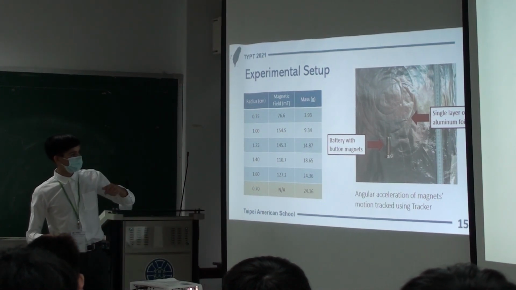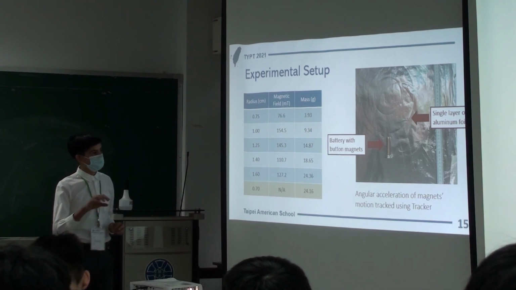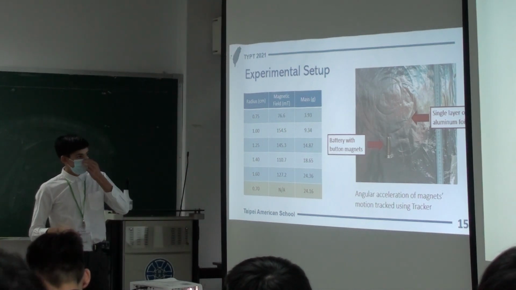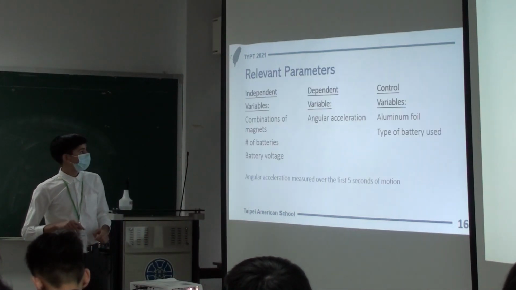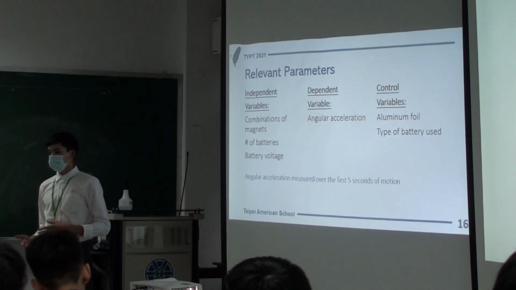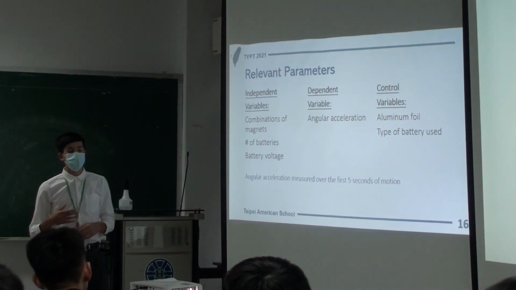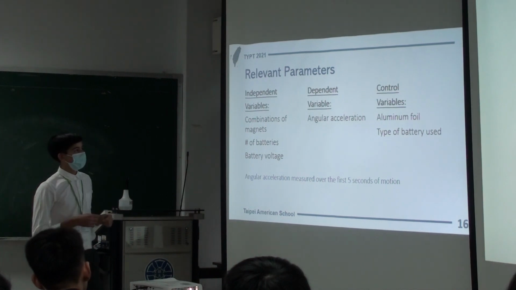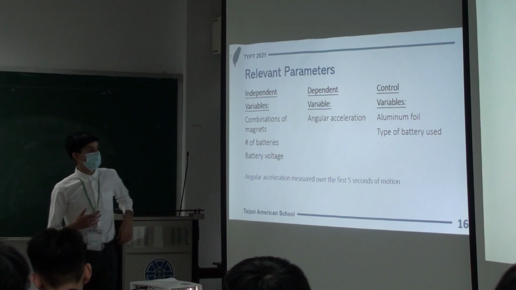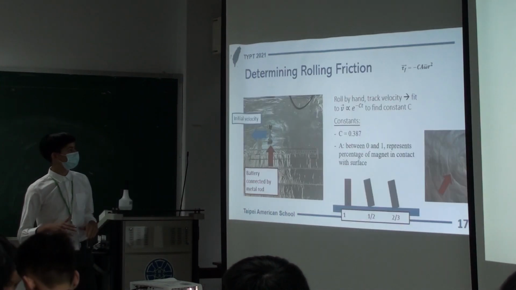So here we can show the experimental setup. That's just a single layer of aluminum foil with the battery on top, and then we used Tracker to track the radius as it goes along the circle. When we did different tests, the independent variables were the combinations of different magnets that we put together, and the strength of the batteries, the voltage, and the number of batteries. We put them end to end. The dependent variable was the angular acceleration, which we showed the equation for before. And the control variables were the aluminum foil, where we always had one sheet, and the type of battery used.